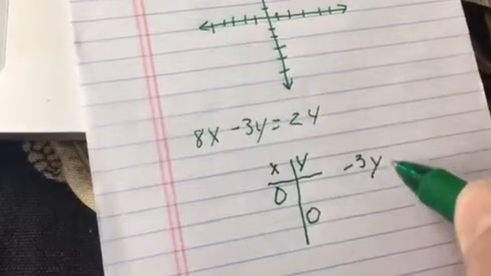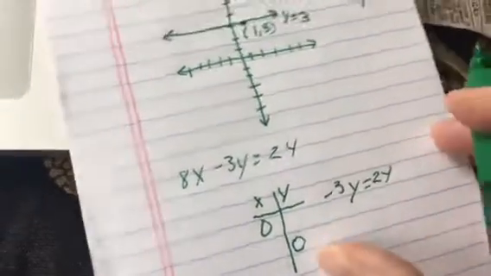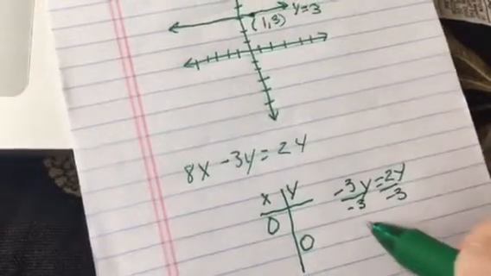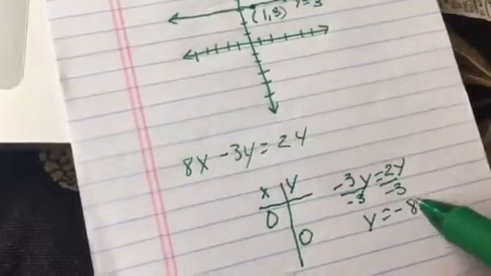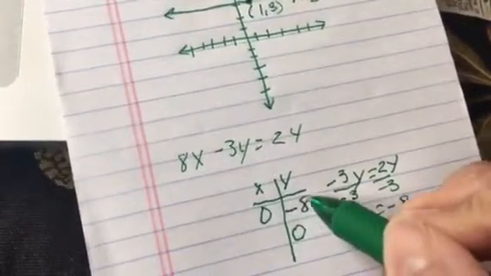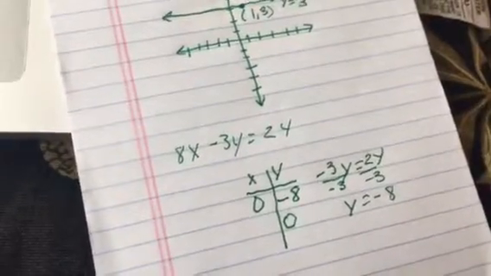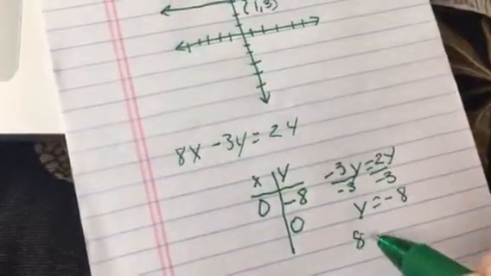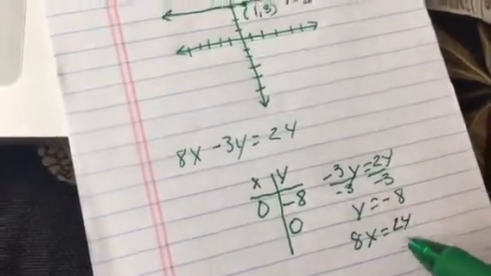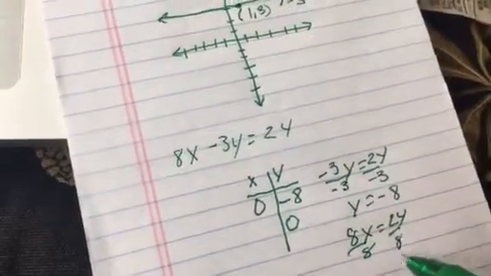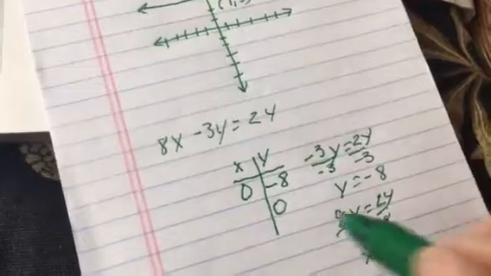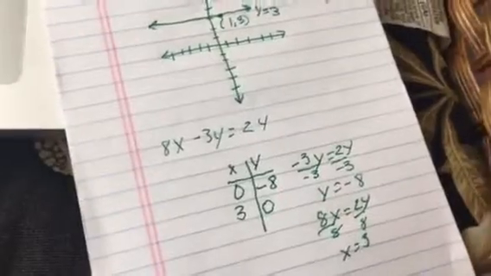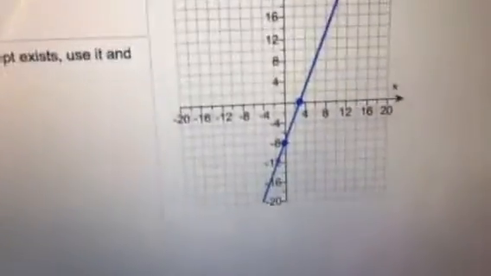Negative 3y equals 24. Well, if I solve that equation and divide both sides by negative 3, I'd have y equals negative 8. That goes in here. That's my y-intercept. Now the next one is let my y be 0, so I cross this one out. So I'd have 8x equals 24, divide by 8. And so my x would be 3. So I would use these 2 points, (0, negative 8) and (3, 0), to graph. So if you look at this graph, you can see that's what they did.